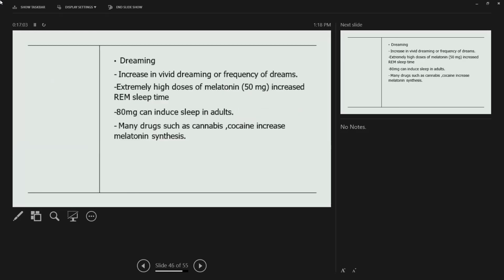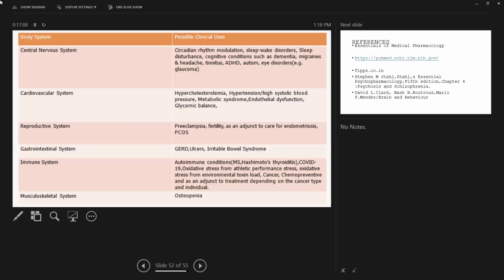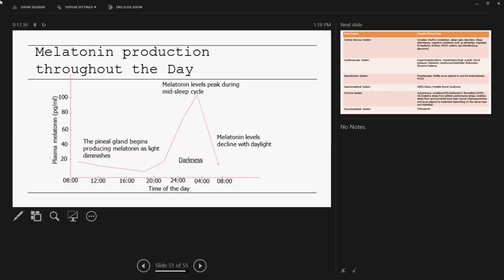And in short, its uses are here. In the CNS, it acts in circadian rhythm modulation, sleep-wake disorders, and sleep disturbance. In the cardiovascular system, it is used in hypercholesterolemia and hypertension. In the reproductive system, in preeclampsia and fertility. In the GI tract, in GERD, ulcers, and irritable bowel syndrome. In the immune system, in autoimmune conditions. And in the musculoskeletal system, in osteopenia.